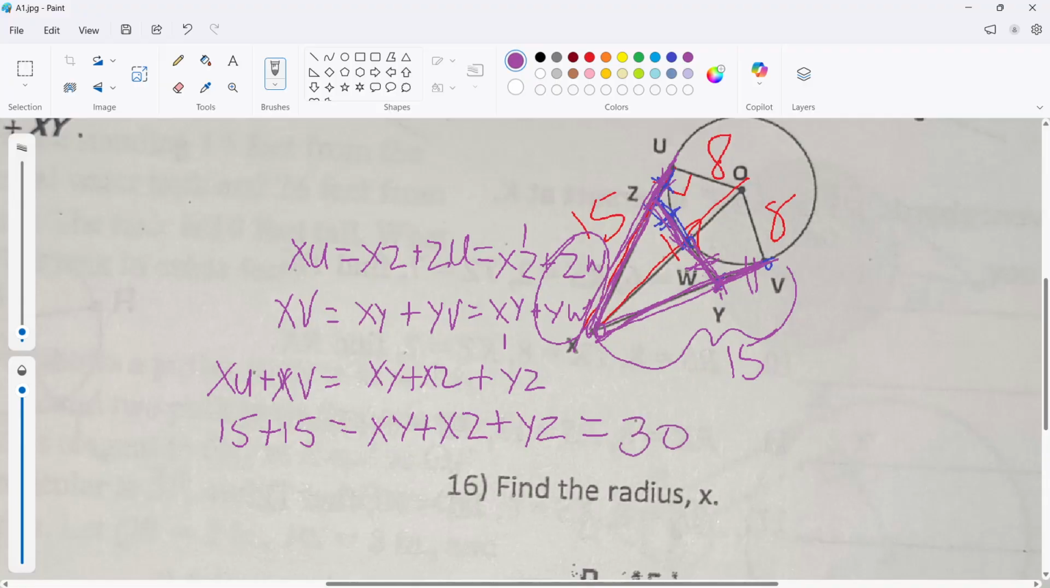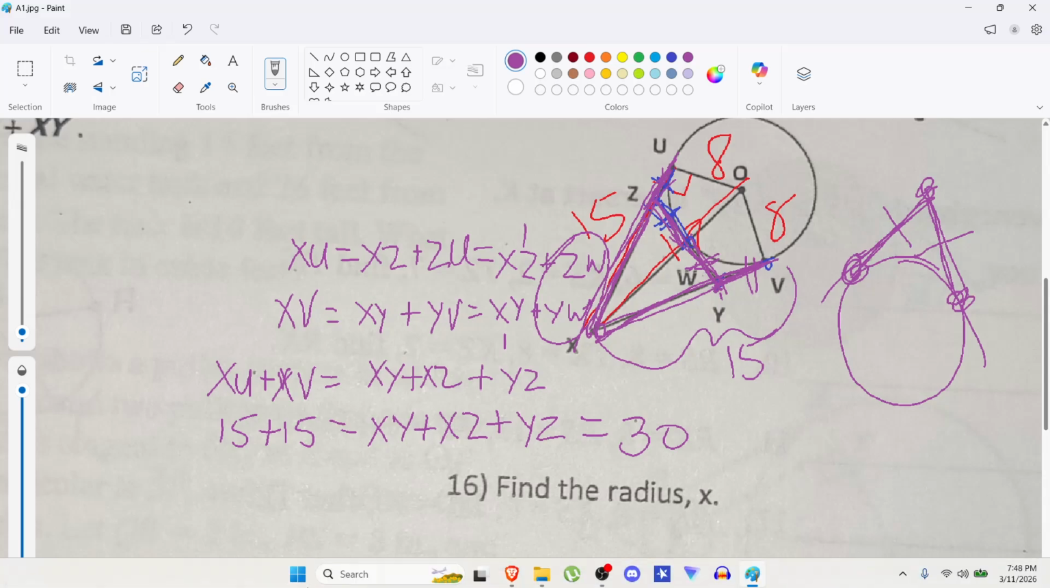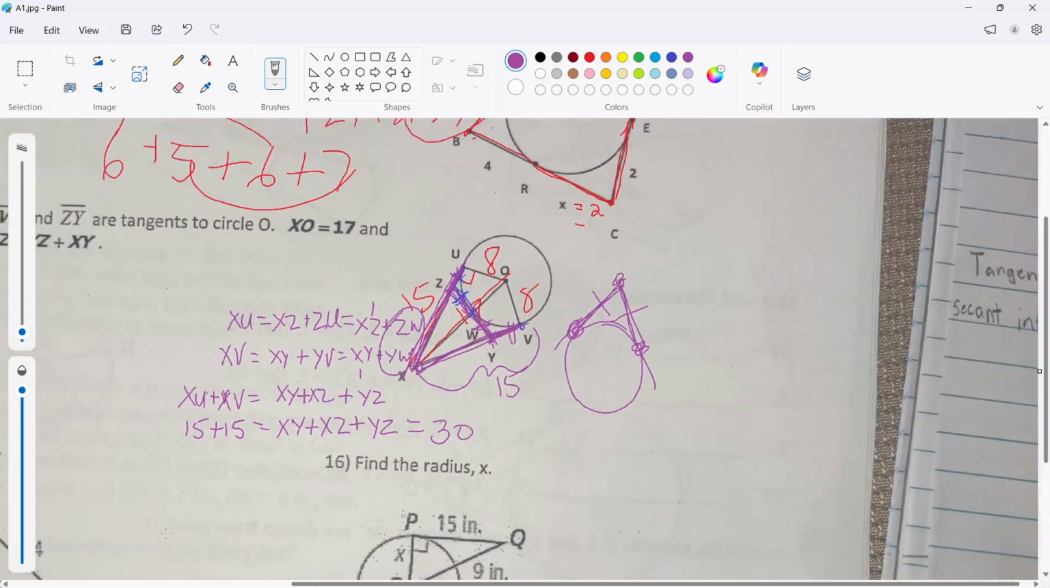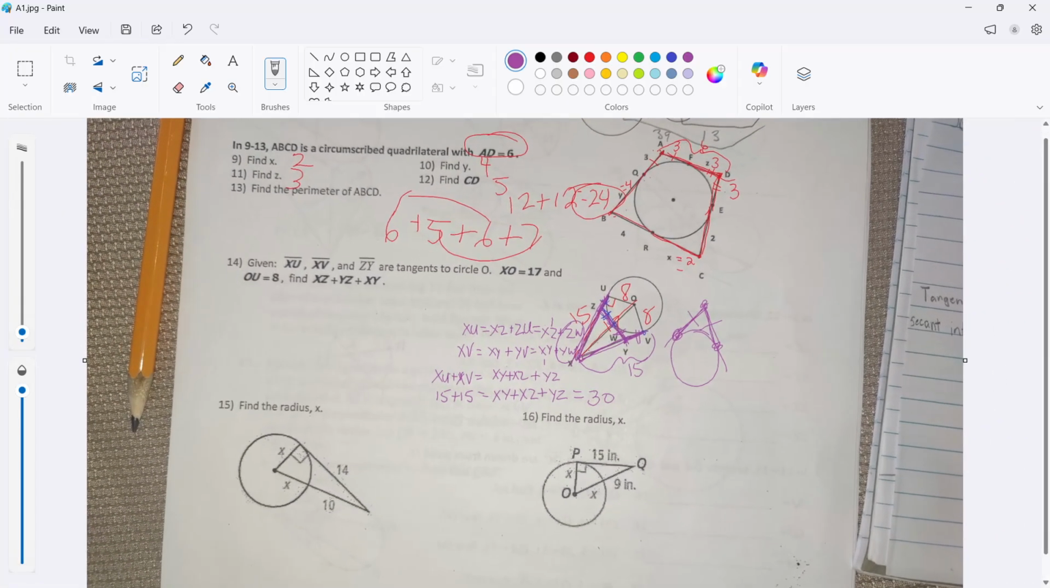All by using, when I draw a circle, I have one point, and I draw to the circle so it's tangent at two points. These segments are going to be equal. And that's what I use there. So it equals 30. All right, here's the next one.